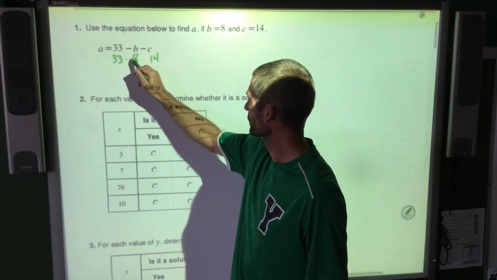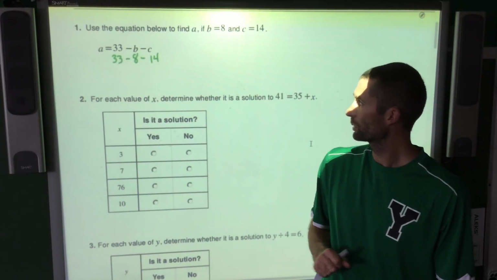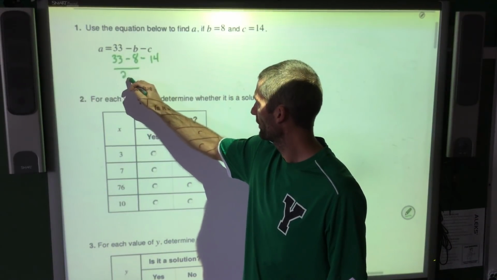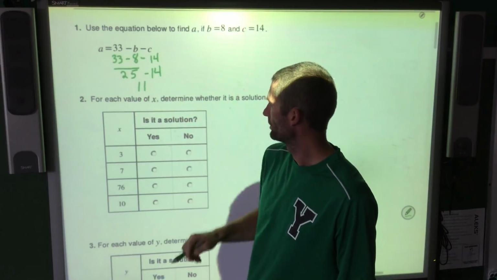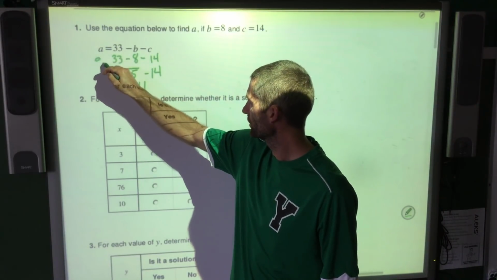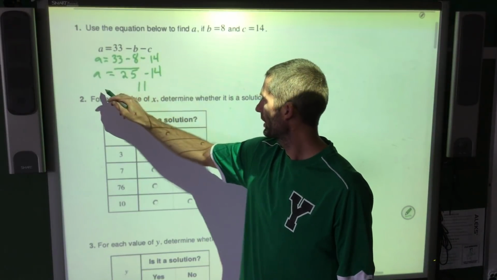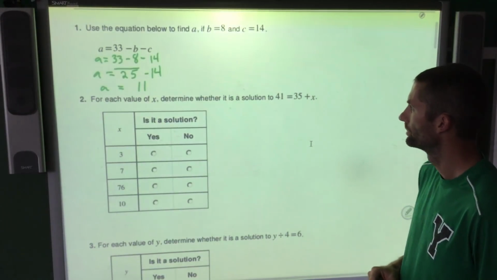So we need to use order of operations like in weeks past to figure out what A is going to equal. So first we're going to subtract here. 33 minus 8 is 25. And then 25 minus 14 is 11. So A equals 33 minus 8 minus 14. A equals 25 minus 14. A equals 11. That is my answer.